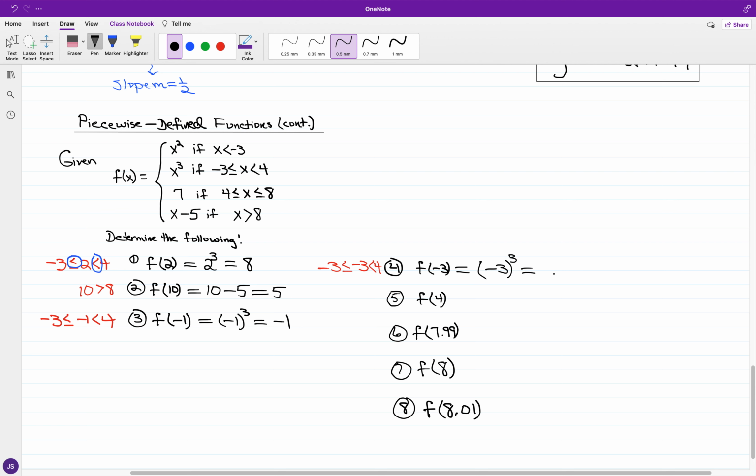Now for the third one, 4 cannot be less than itself, but it is equal. So 4 is less than or equal to 4, thanks to the equal sign. That part is true. And to say that 4 is less than or equal to 8 is also true. So we use this third inequality, and 4 belongs in the third description. For the expression that corresponds to f of x, it turns out that f of 4 is equal to just 7.